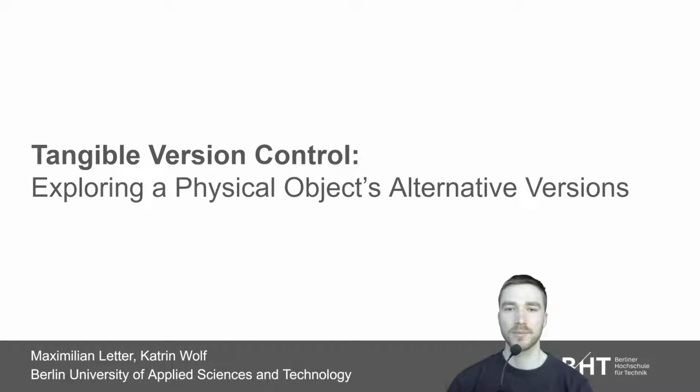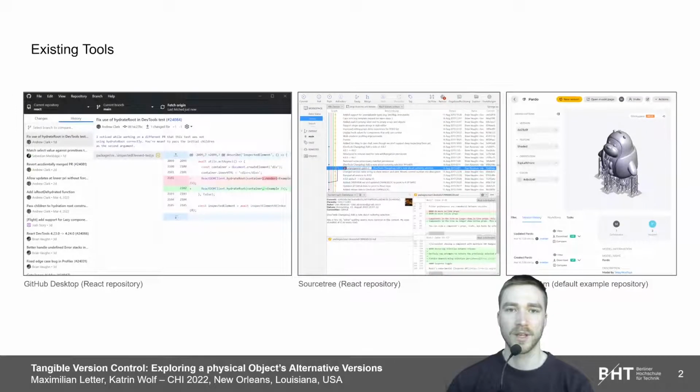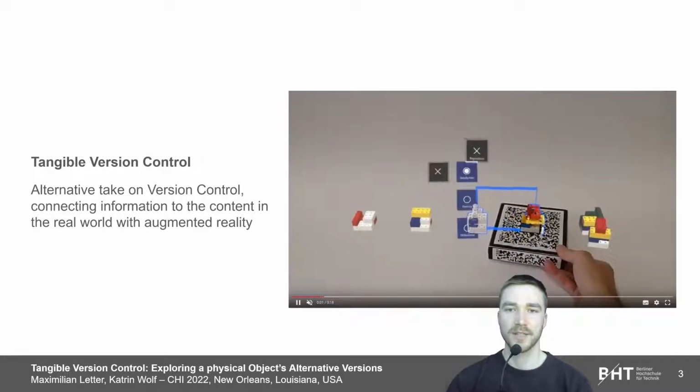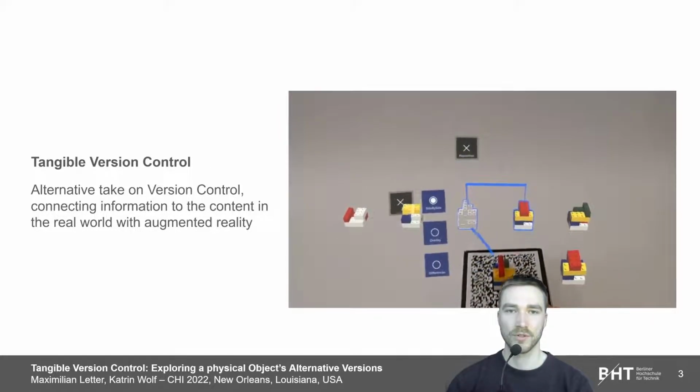In our work, we explored how the idea of version control could be transferred from desktop environments into the real world. When taking a look at existing version control systems, they are mainly supporting text-based content, but there are also solutions that support 3D modeling. However, existing tools focus on digital workflows on a 2D screen. To support the physical creation of artifacts, we propose tangible version control.